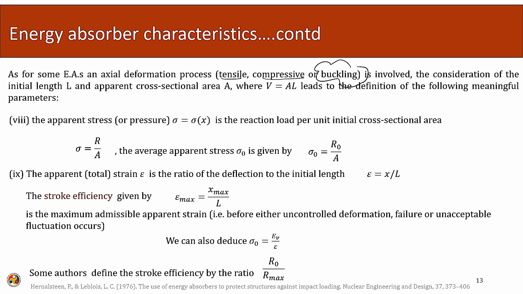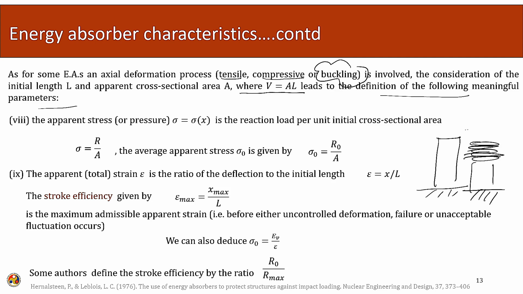The consideration of the initial length and the apparent cross section areas, where V equals A L, leads to the definition of the following meaningful parameters. Let us say we are dealing with an energy absorber, where it absorbs energy in the form of crushing. The layer crushes out, so there is an axial deformation occurring. Here we are defining some terms like initial length L naught and initial cross section area A naught.